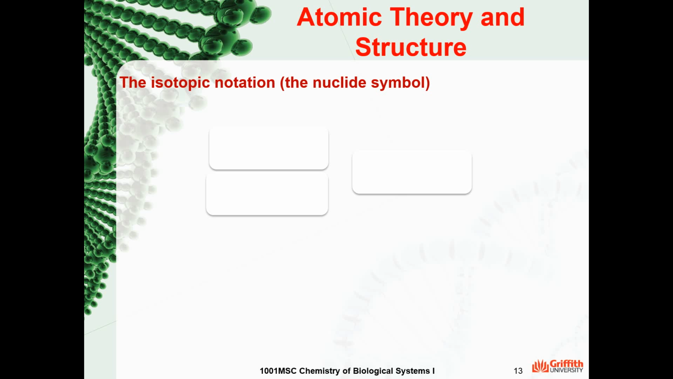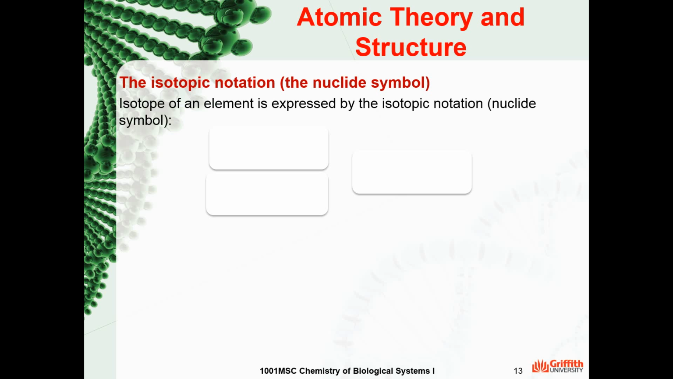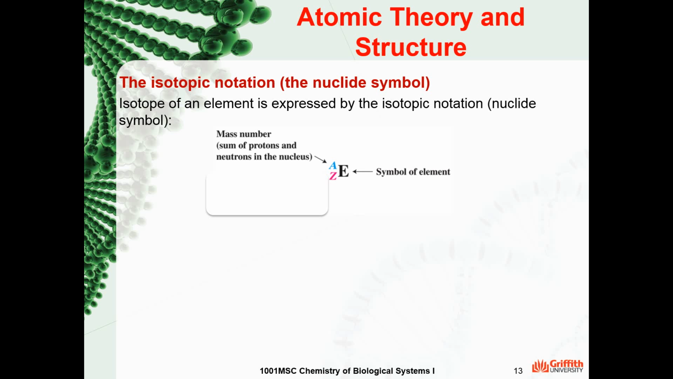There is a conventional method to present the isotopes, and this is what we call the Nuclide method, the Nuclide symbol, or the isotopic notation. In this method we have 3 values. First, the symbol of the element. On the top left of the symbol we find the mass number, which represents the sum of the protons and neutrons in the nucleus. On the bottom left we find the atomic number, which represents the number of protons only in the nucleus.